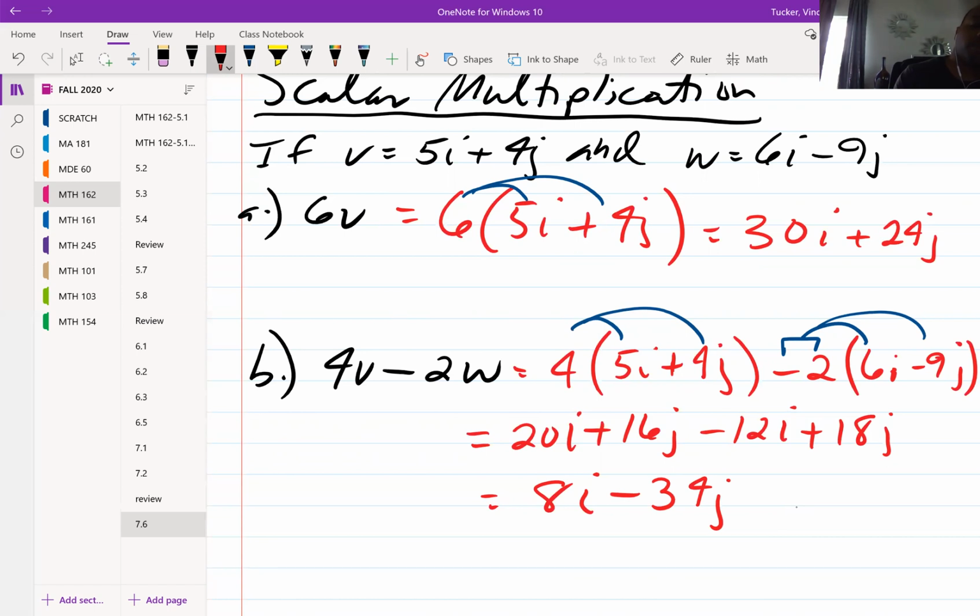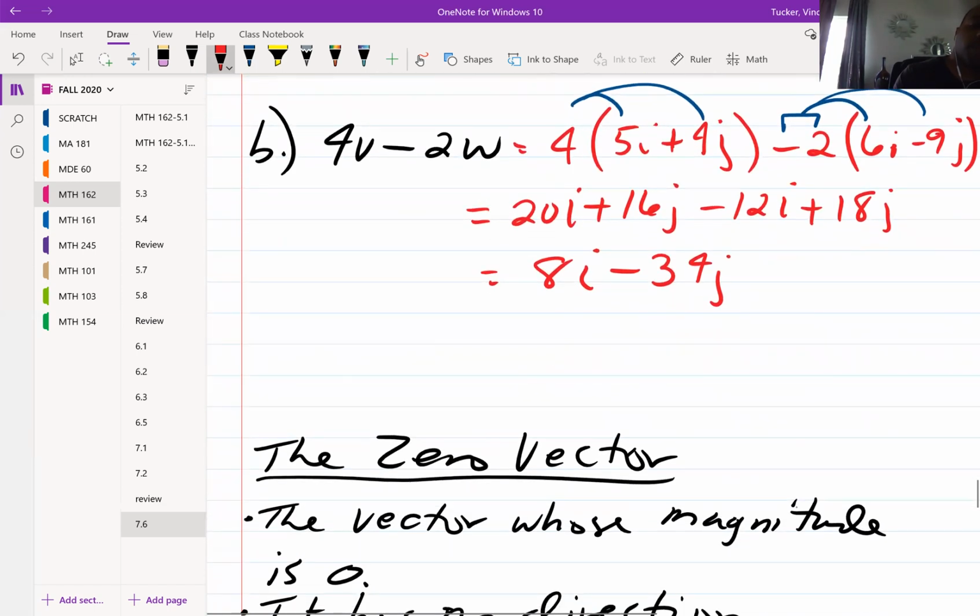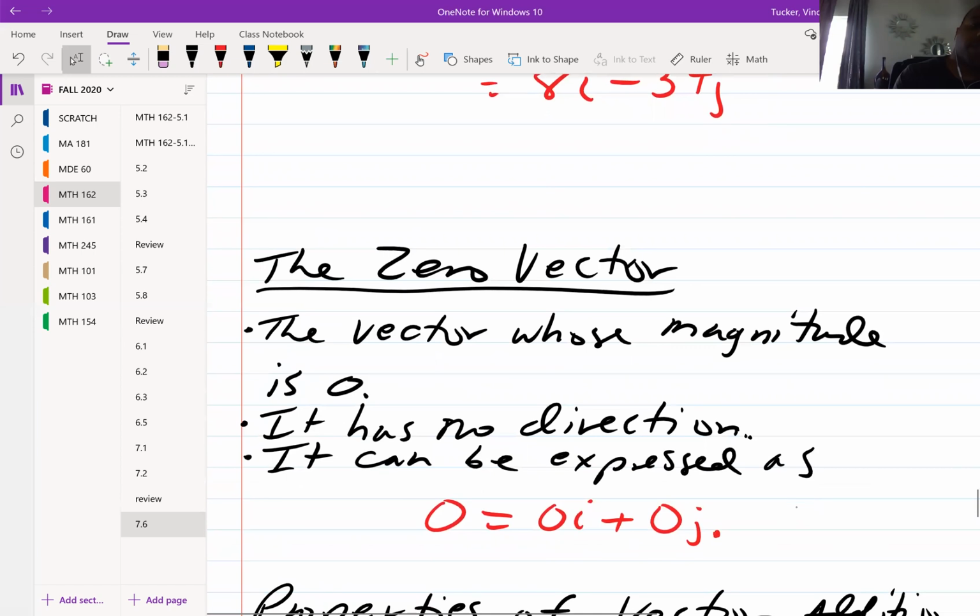All right. Your zero vector is the vector whose magnitude is 0, has no direction, and can be expressed as 0i plus 0j.